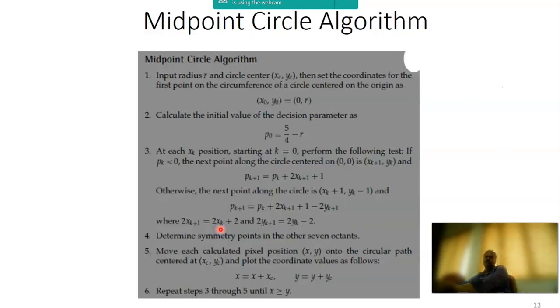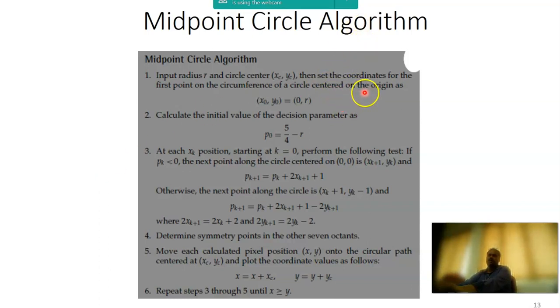So this is the midpoint circle algorithm. This is a summary of the midpoint circle algorithm. The input is given here: the r value and the circle center, that is xc, yc, which is calculated.